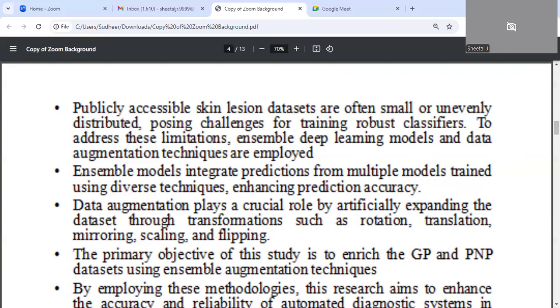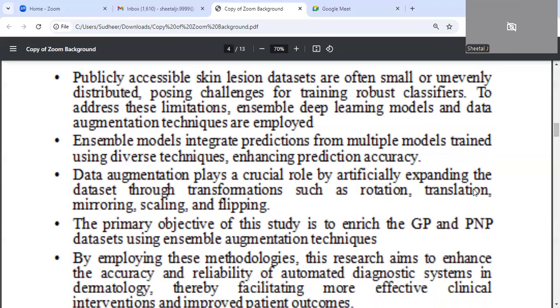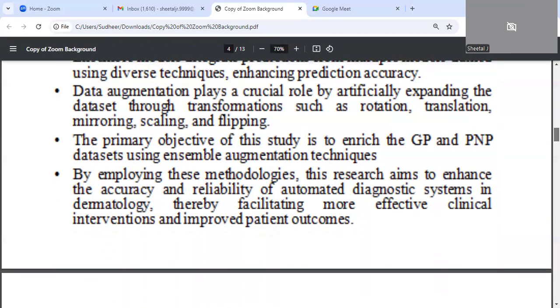The main objective of this is to enhance the GP and PNP data sets. In short form, granular parakeratosis, henceforth I will consider as GP, and paraneoplastic pemphigus as PNP. The main objective is to enhance the GP and PNP dataset using ensemble augmentation techniques. When we increase the size of the dataset, obviously the accuracy and reliability of the model increase, and it is used to determine the disease very accurately.